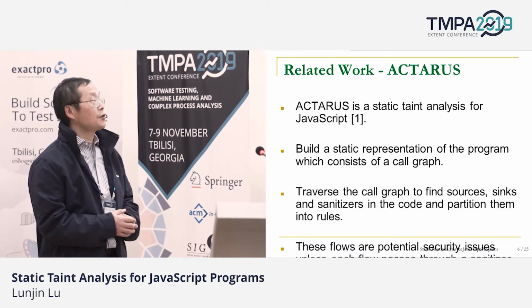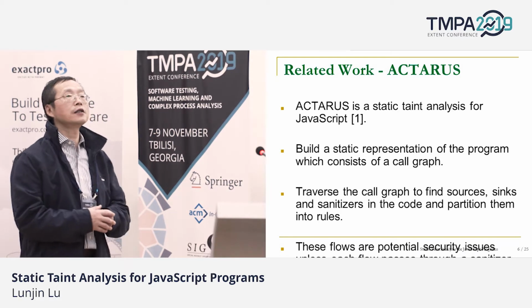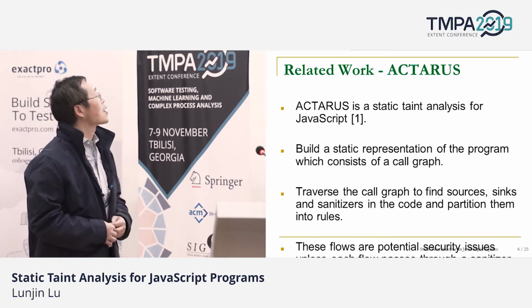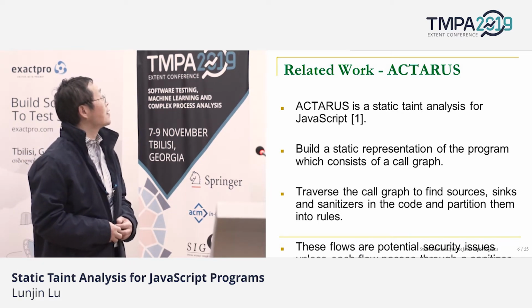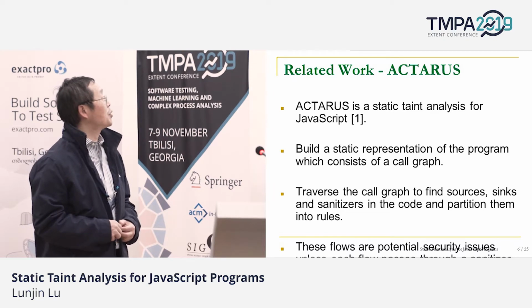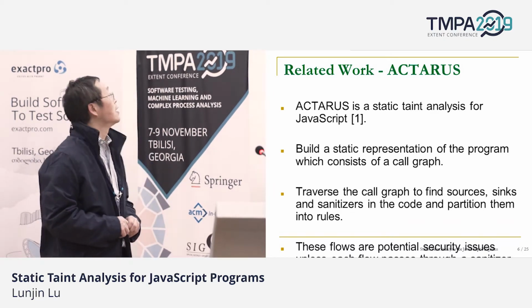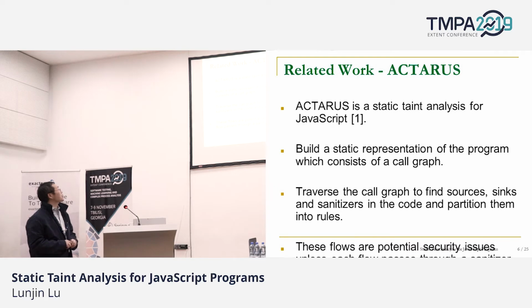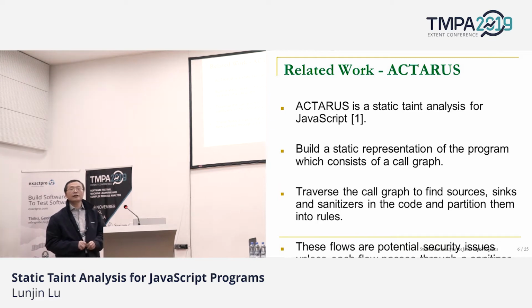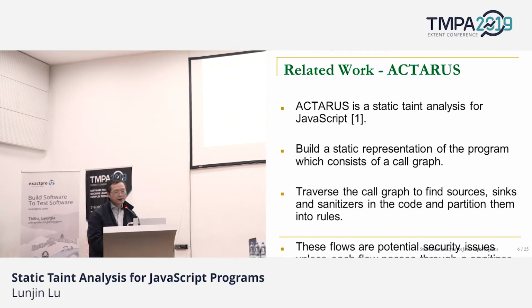And Actors then traverses the code graph to find the sources, sinks, and sanitizers in the code, and then detects potential vulnerabilities. So if there is a path from a source to a sink that does not pass through a sanitizer, then the information that ends up at the sink is considered tainted.